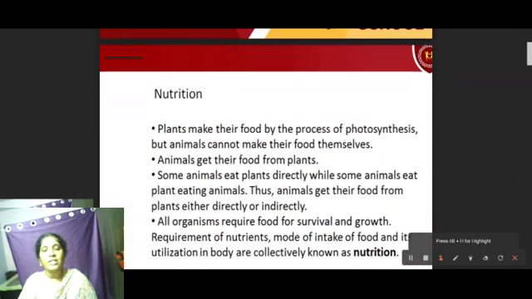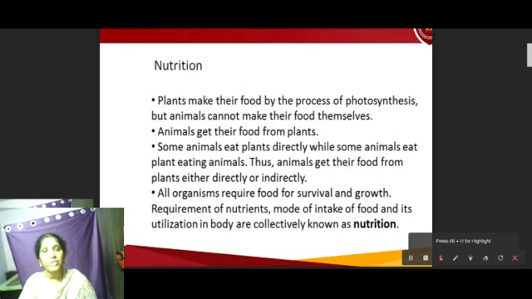What actually is nutrition? Animals directly eat plants sometimes, or sometimes they eat plants as well as animals. All organisms require food for their survival and growth. So the requirement of nutrients, the mode of intake of food, and its utilization in the body are collectively known as nutrition.